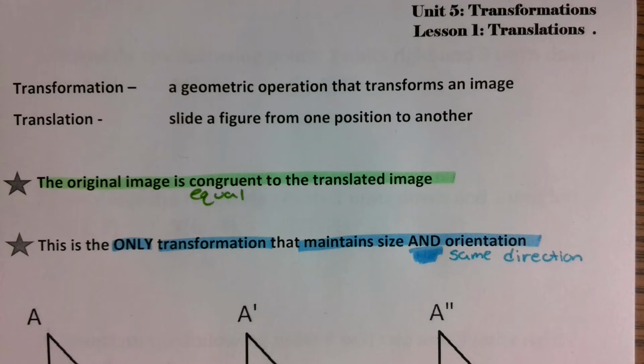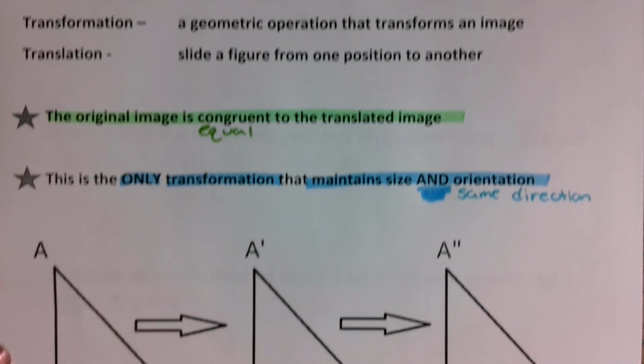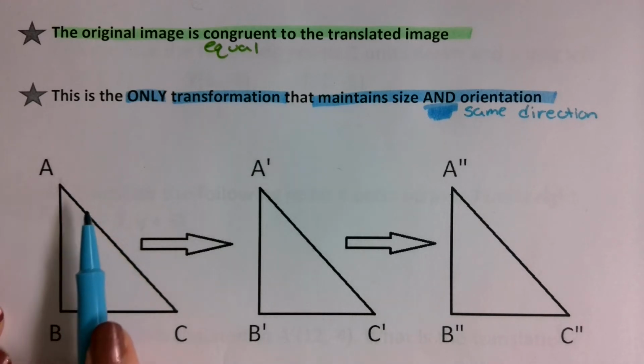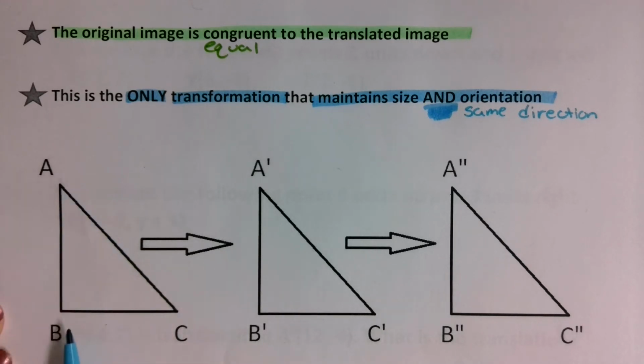Okay, it does not change the direction that it's facing, meaning when you've got points that are labeled, so if you've got a shape, the shape is typically labeled by its vertices. So in this process here, we've got triangle A, B, C. When we translate it, the positioning of A, B, and C still remains the same.